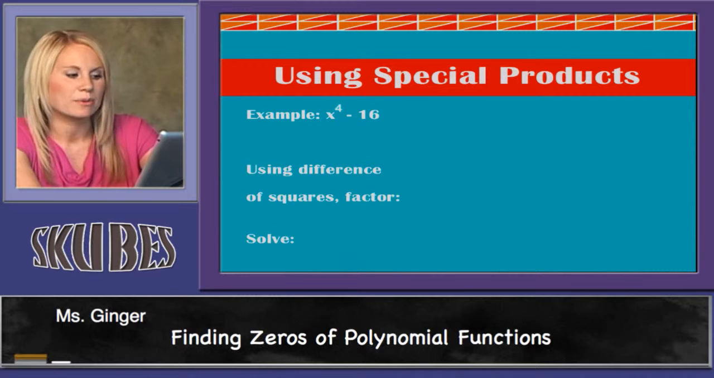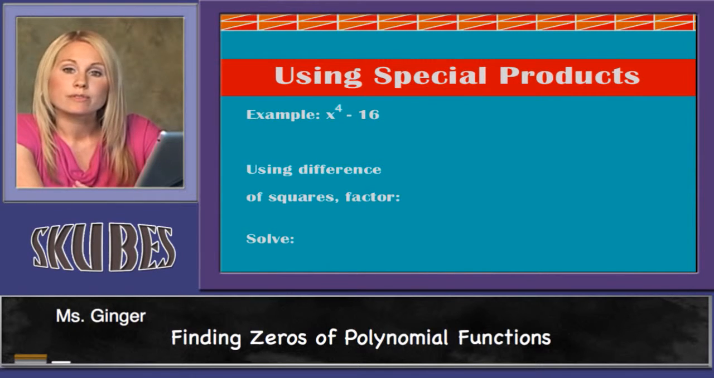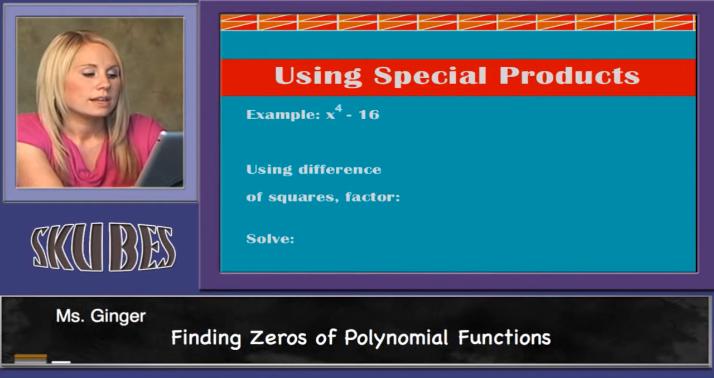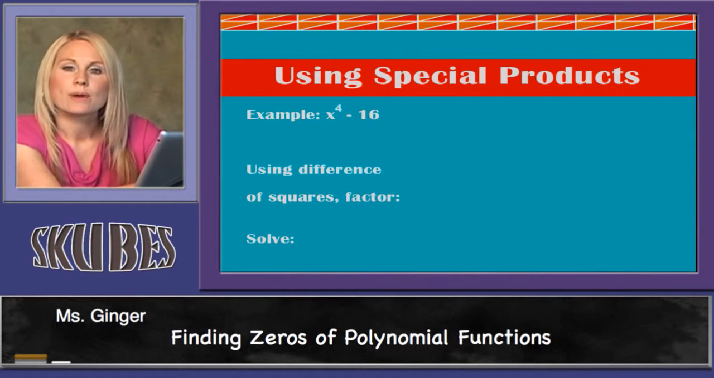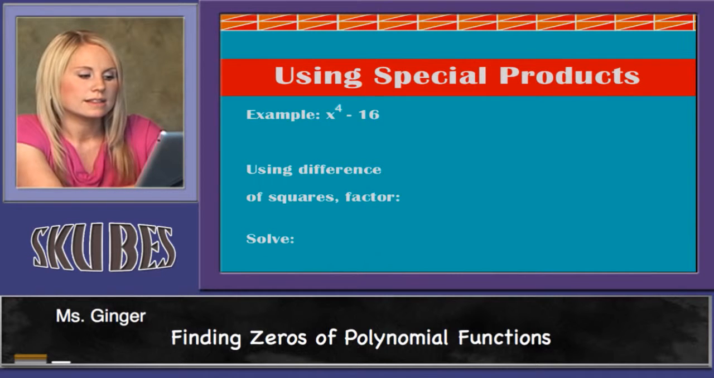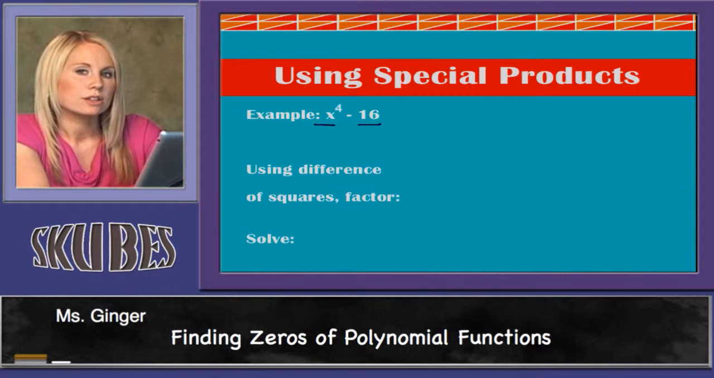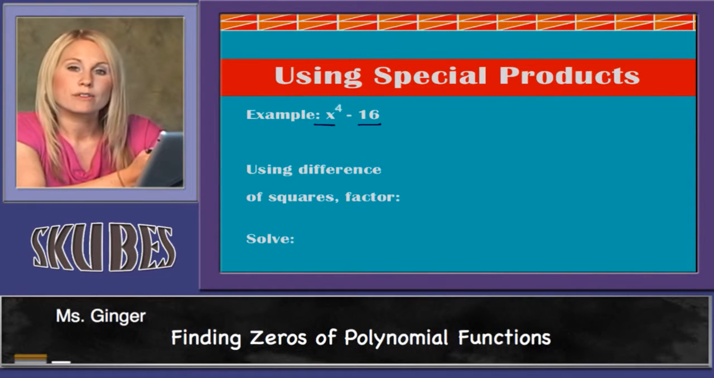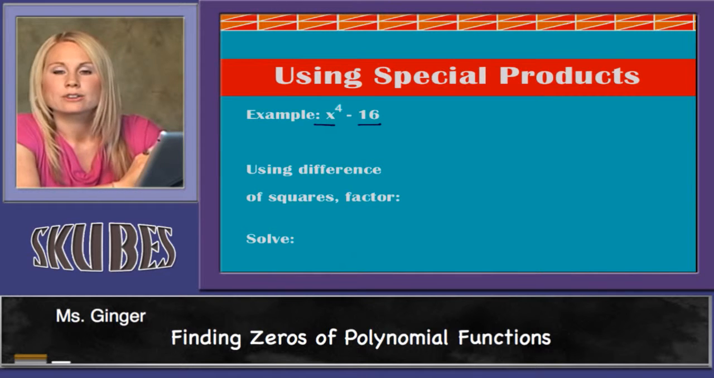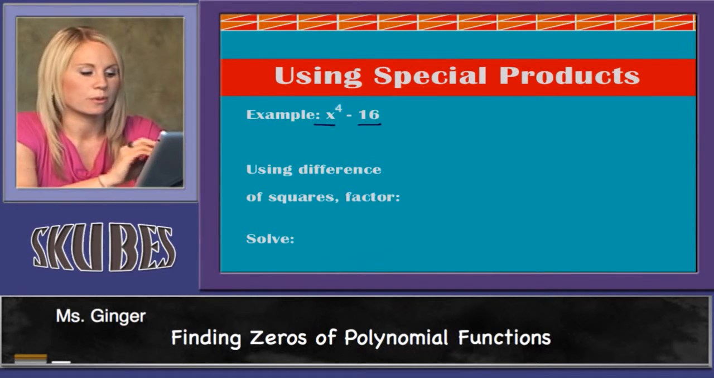All right, here's another example. Here is an example of finding our zeros using special products. So this time we're not going to create a rational root list for possibilities because I can see that this is a difference of squares, meaning two things that square perfectly to give me these two terms. So I'm going to use difference of squares factoring here and then continue to solve from that point to find my zeros.